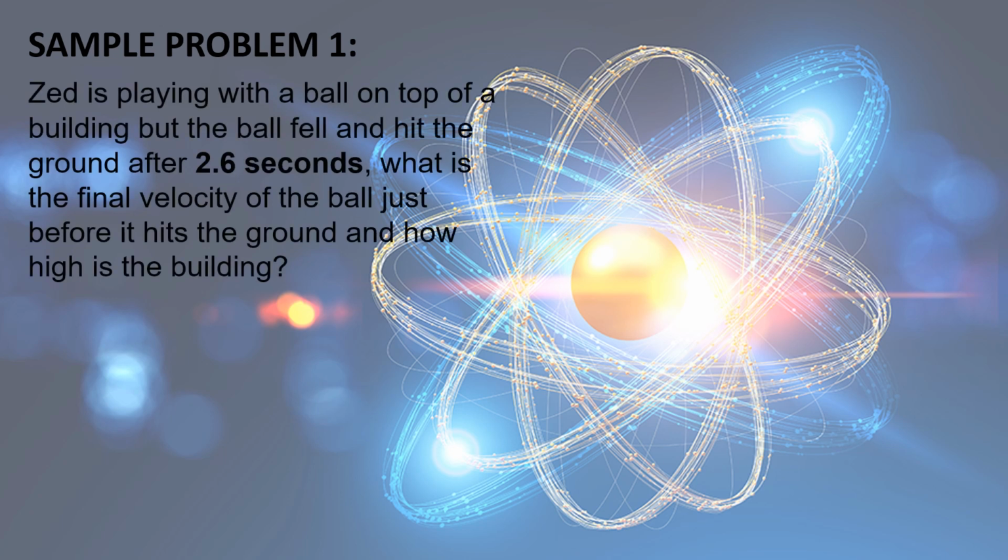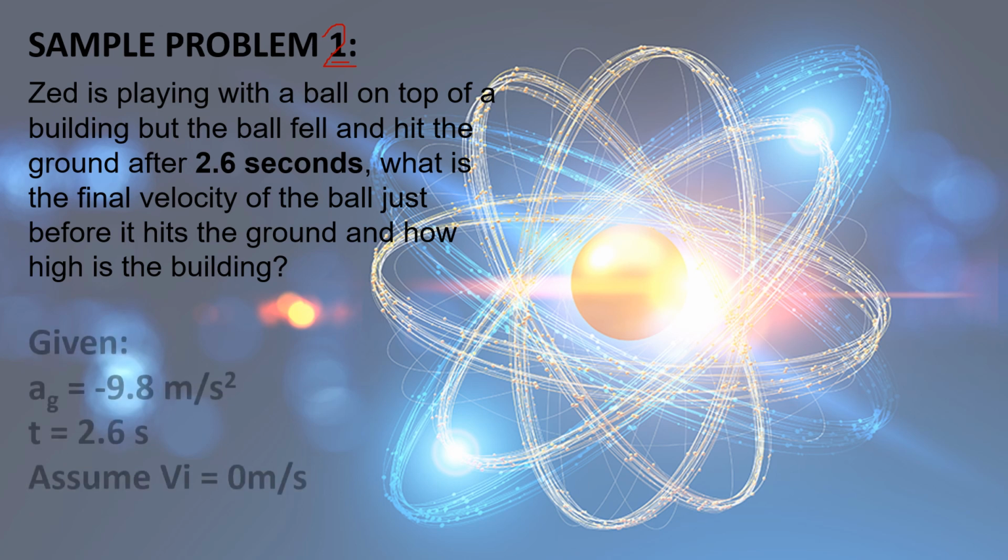Okay, so we have your second problem. It's sample problem number 2. Z is playing with a ball on top of a building, but the ball fell and hit the ground after 2.6 seconds. What is the final velocity of the ball just before it hits the ground, and how high is the building?